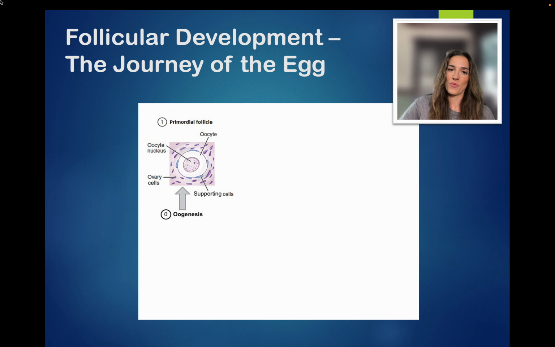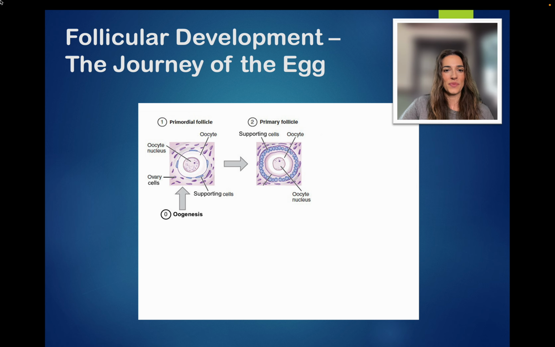We begin with the primordial follicle. This is the earliest stage, a dormant structure that contains a primary oocyte arrested in meiosis 1. Think of it like an egg in deep sleep. When it's recruited for maturation, usually starting at puberty, it becomes a primary follicle. The oocyte begins to grow, and the surrounding cells, called granulosa cells, multiply and start forming layers.